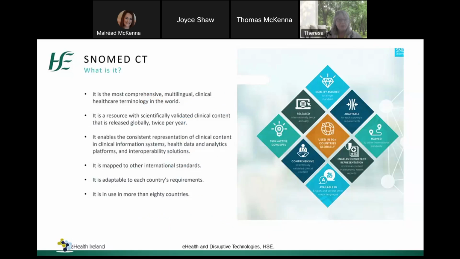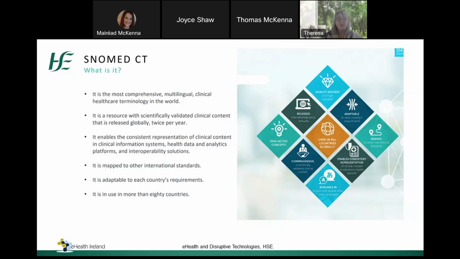So it's the most comprehensive multilingual clinical healthcare terminology in the world. Ireland is a member of this international body, of which there are now 49 countries members of SNOMED International. Ireland is one of those members. And it's a resource with scientifically validated clinical content that's released globally twice per year. Now it's done monthly from SNOMED International, and still twice per year from Ireland. It enables the consistent representation of clinical content in clinical information systems, health data and analytics, and interoperability solutions.